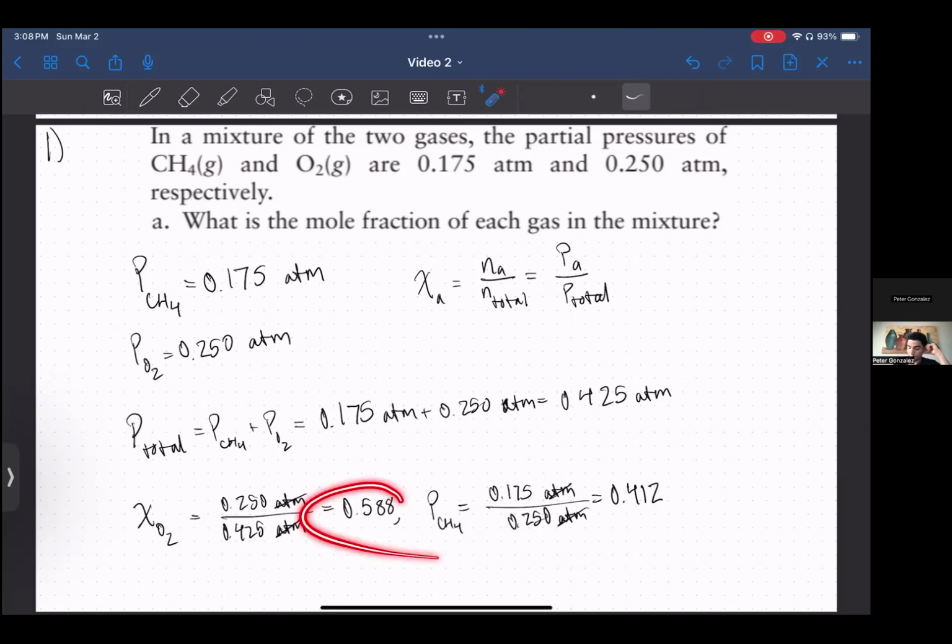So if these values that you find for the mole fraction of all your gases don't equal one, it probably means that you either added something wrong or you might have forgotten a gas or something. But it should always equal one whenever you find the mole fraction for all your gases.